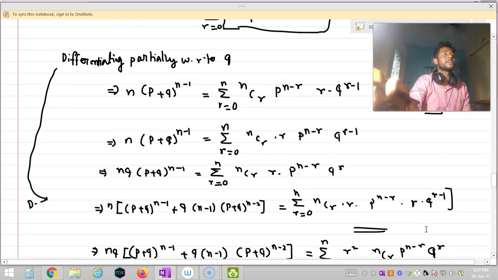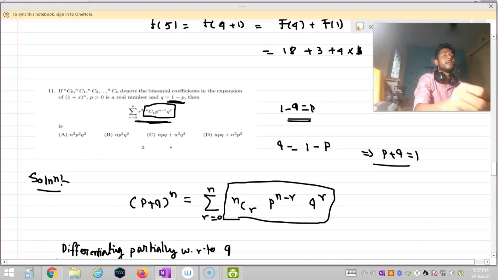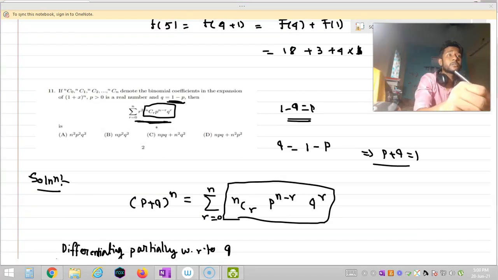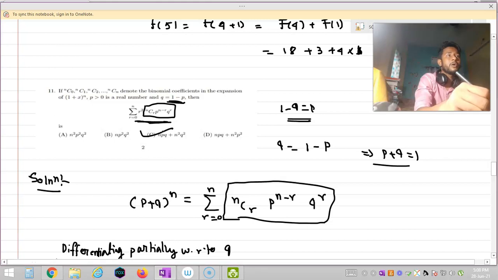Now let us see the options. npq + n²q² is our option C. So option C is our correct option. Now that's all about question number 11. Now let's go to solve question number 12.